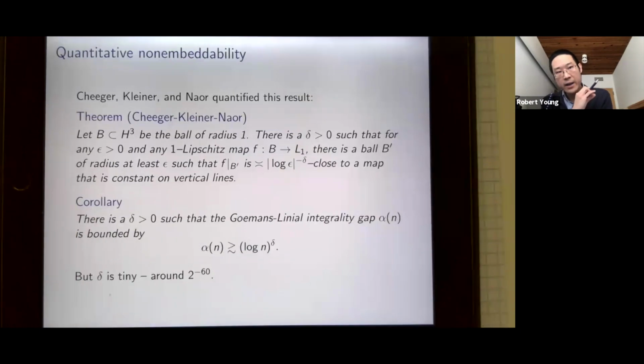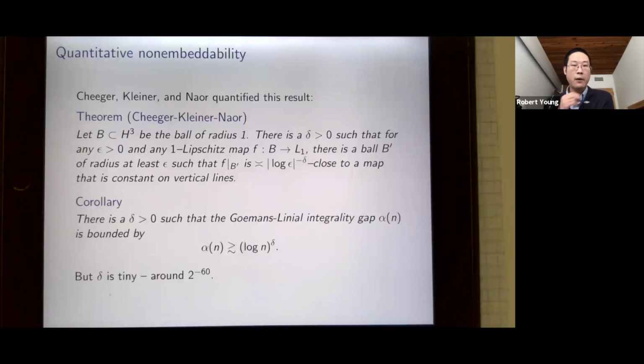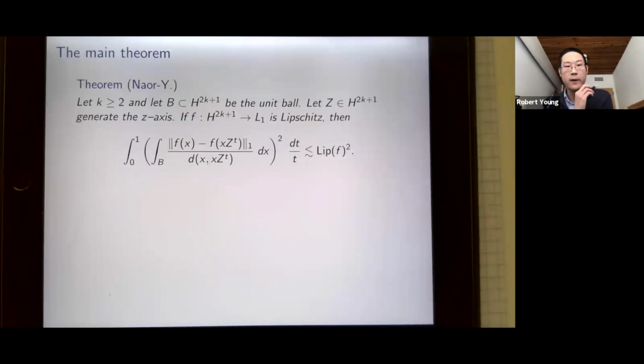That's stronger than what you need in order to show Lipschitz non-embedding. So what we do is we prove a weaker result, sort of an average case result. Instead of trying to find some ball on which all the vertical lines collapse, we try to show that vertical lines collapse on average. That if you pick a random pair of vertically separated points, you can get a pretty good bound on how collapsed that pair of points is. So specifically, what we do is we prove the following inequality.